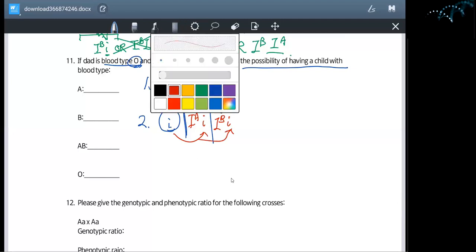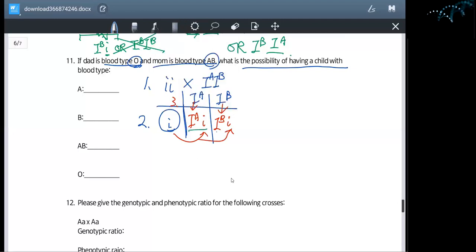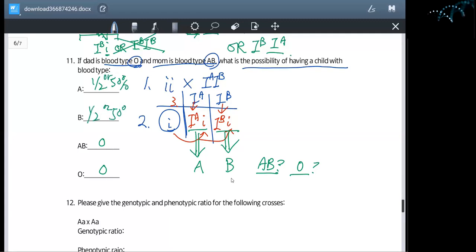Now let's do our interpretation from the genotype into phenotype. What is big IA, little i? What kind of blood type do you get? Yes, A blood type. What type of phenotype do you get with this? Yes, B blood type. So do you have any possibility of AB or O? No, 0. And then you got half chance or 50% of being A or B.